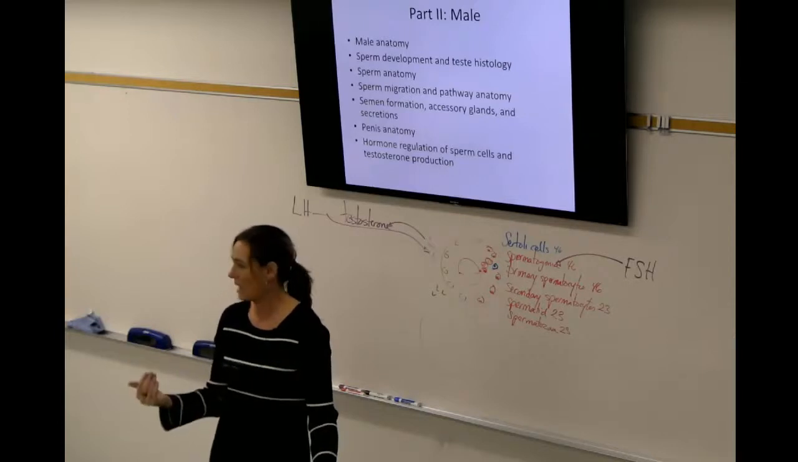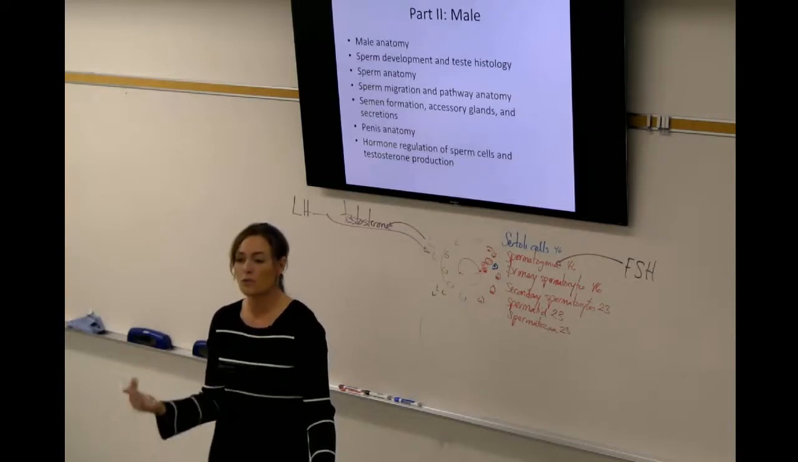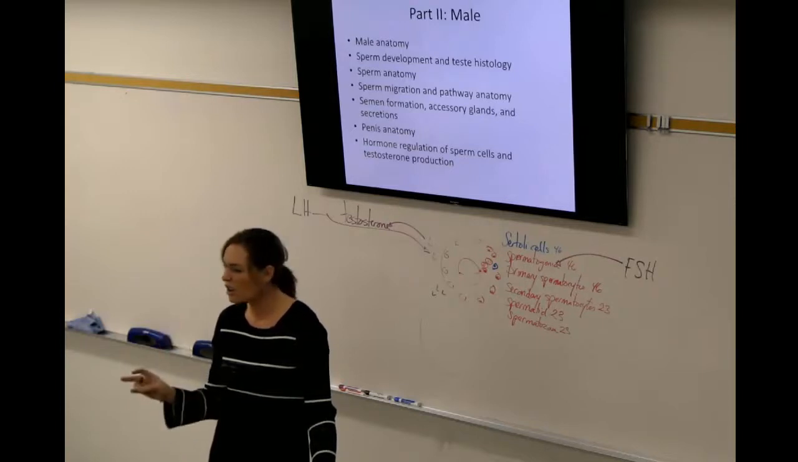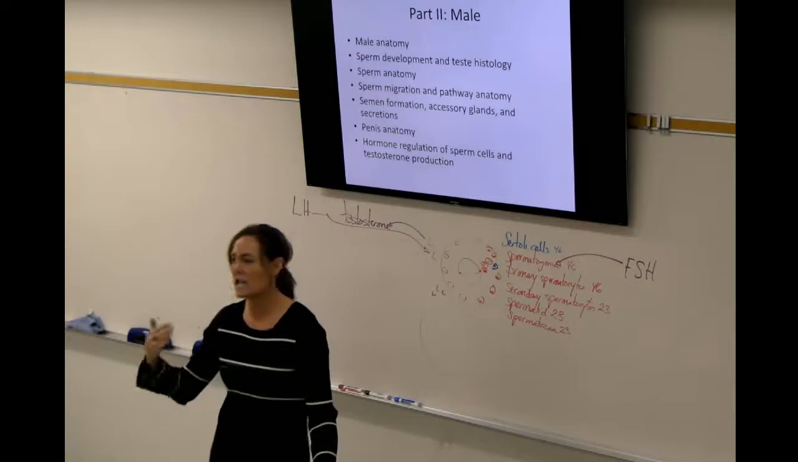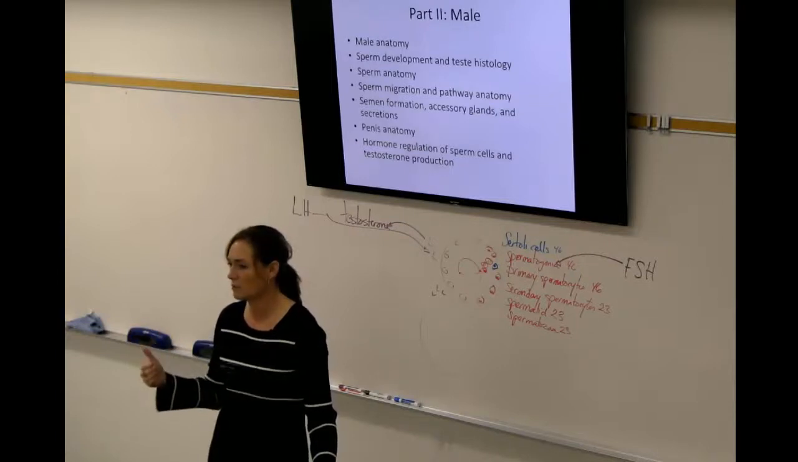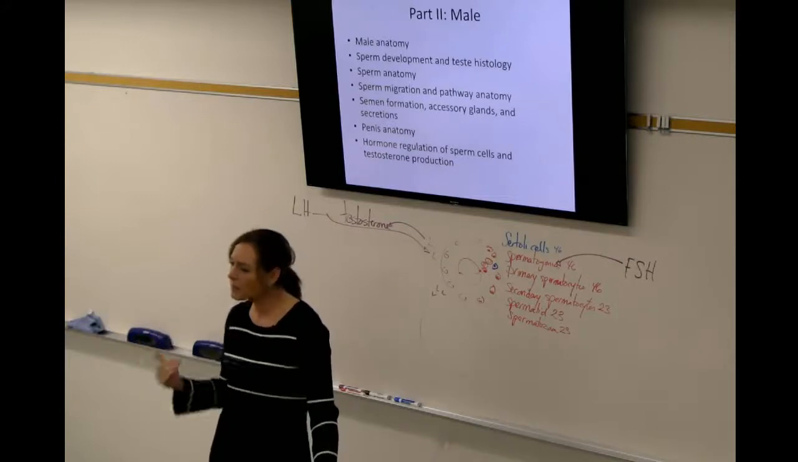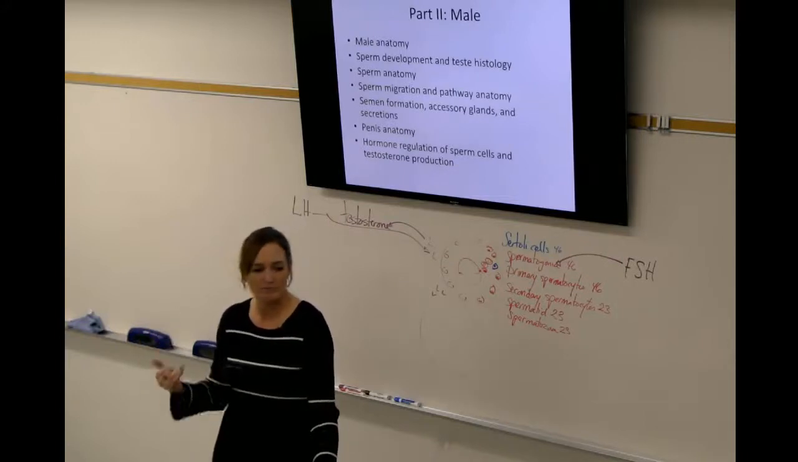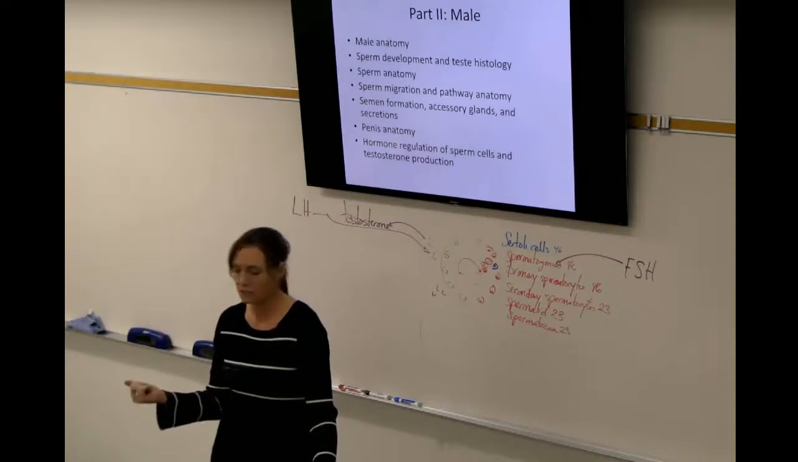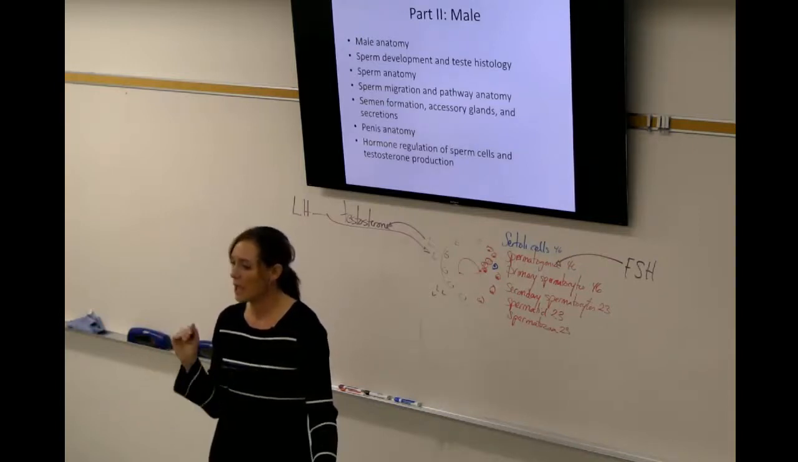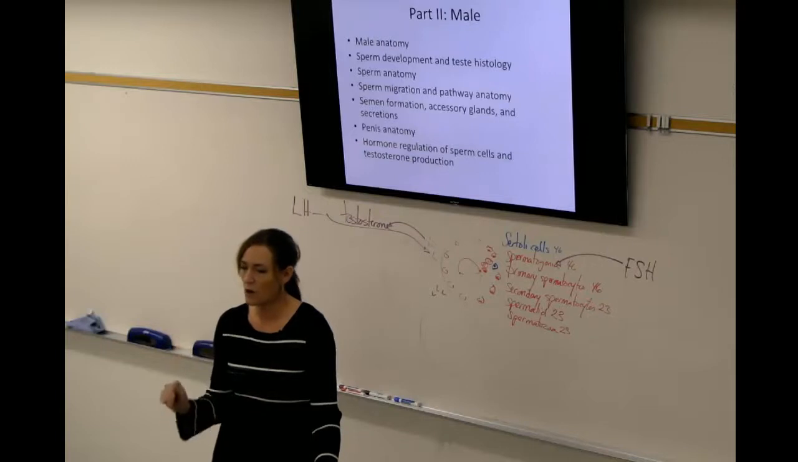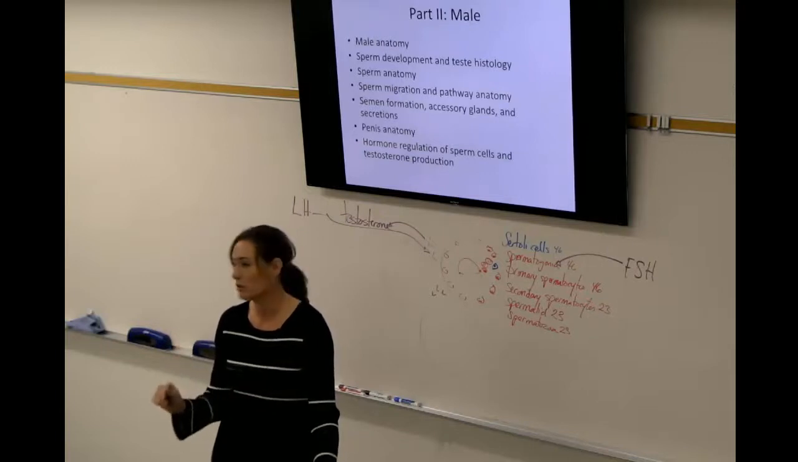Then the prostate's going to add its stuff too. The seminal vesicles add things like glucose or fructose and other things that are going to actually increase the activity of the sperm, sort of like get their motor going so they can propel themselves. The prostate is going to provide prostaglandins, but so do the seminal vesicles, that's going to help the sperm be protected in the female reproductive system.